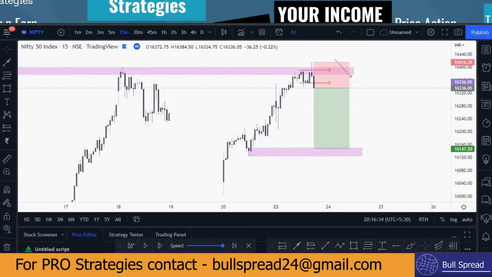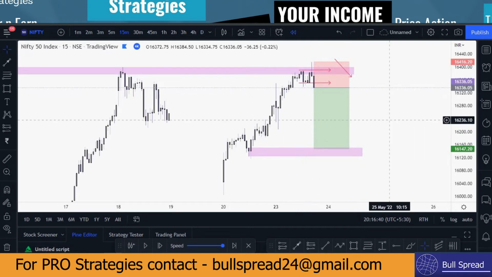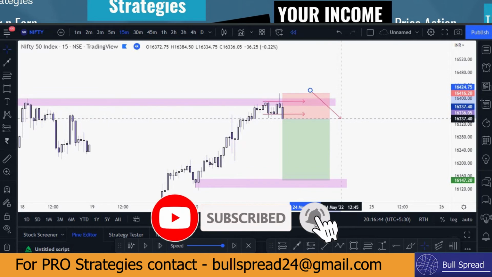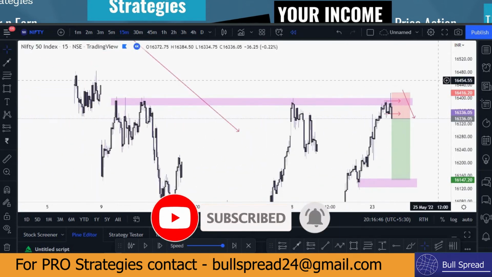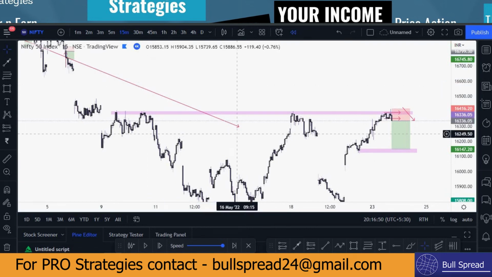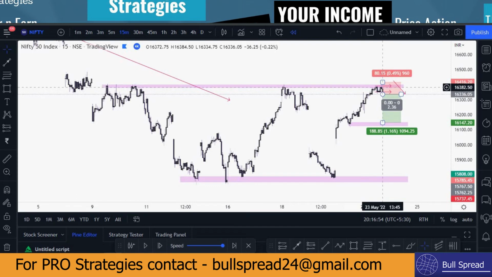So we got a 1:2 risk and reward. That's almost about 1:2.36. So let's see what the price does. You can see the overall trend is in a downward direction. The market is in a downward direction. Then the price started to consolidate. The price was in the supply areas.